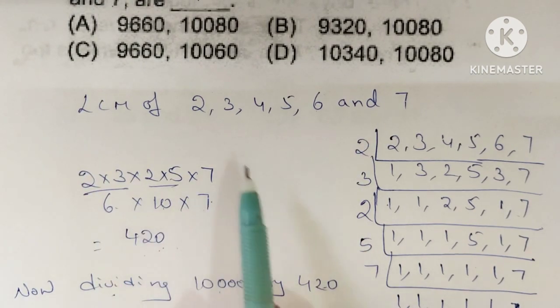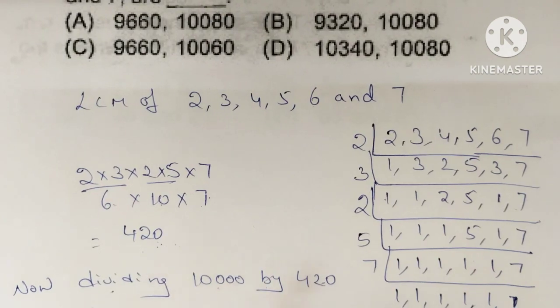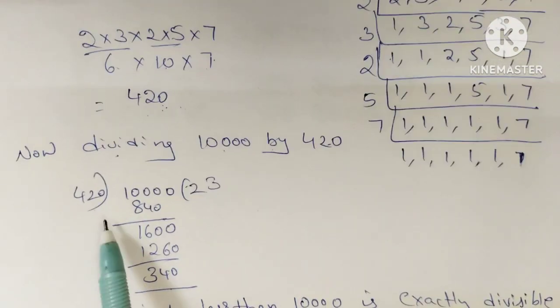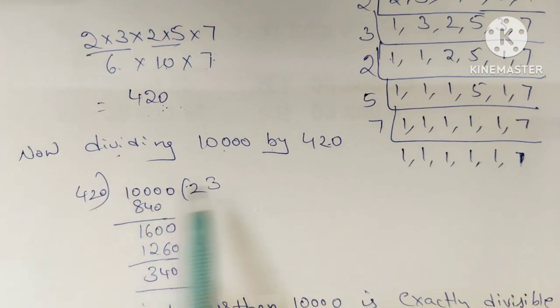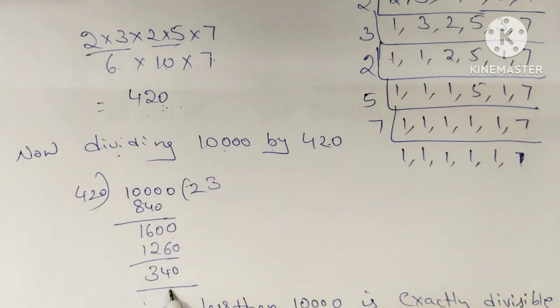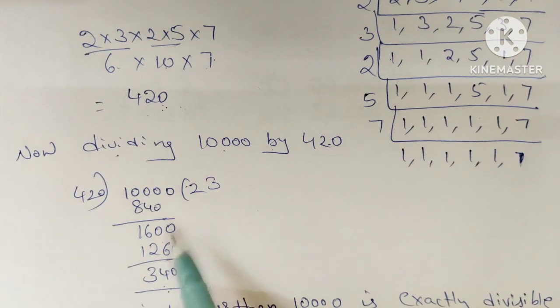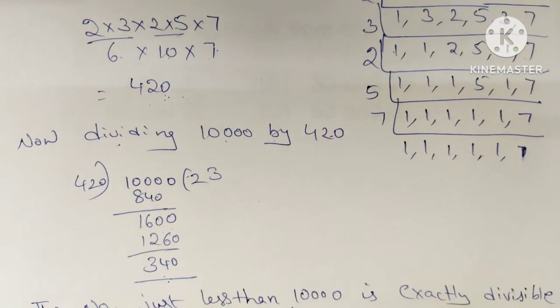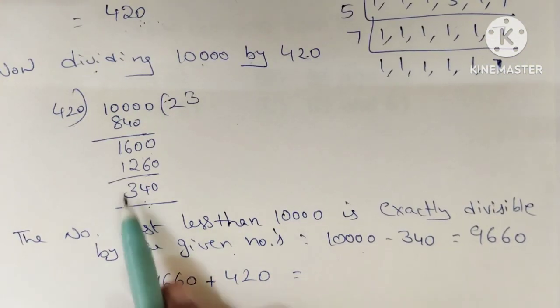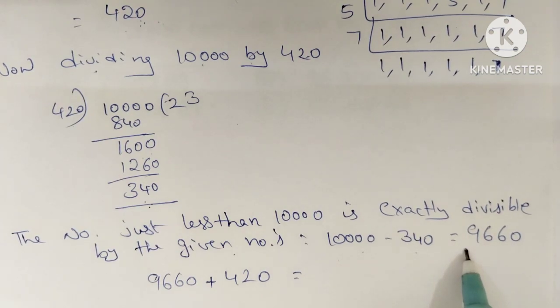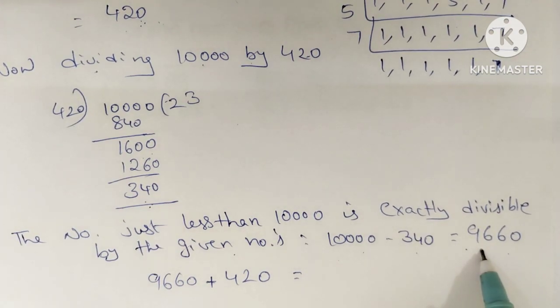Now dividing 10,000 by this 420. 420 2s are 840, 1160 left, and bring down 0, 1600, 420 3s are 1260. So the remainder is 340. Now the number just less than 10,000 that is exactly divisible by the given numbers 2, 3, 4, 5, 6 and 7 is 10,000 minus this remainder, we will get 9,660. This is the first number.